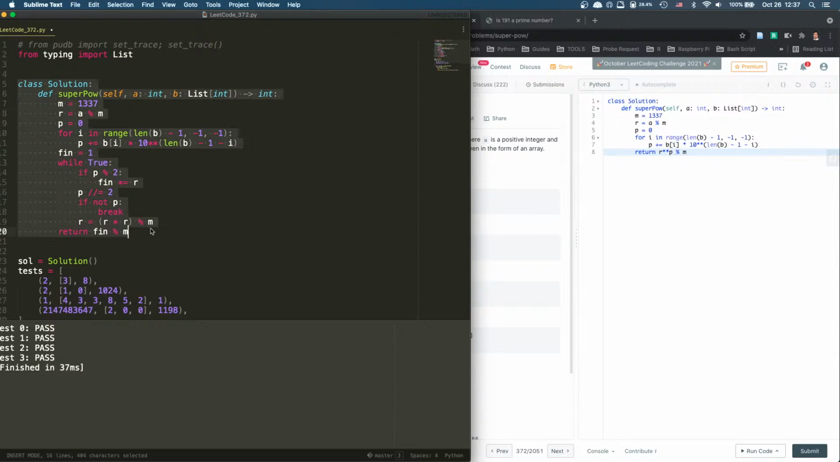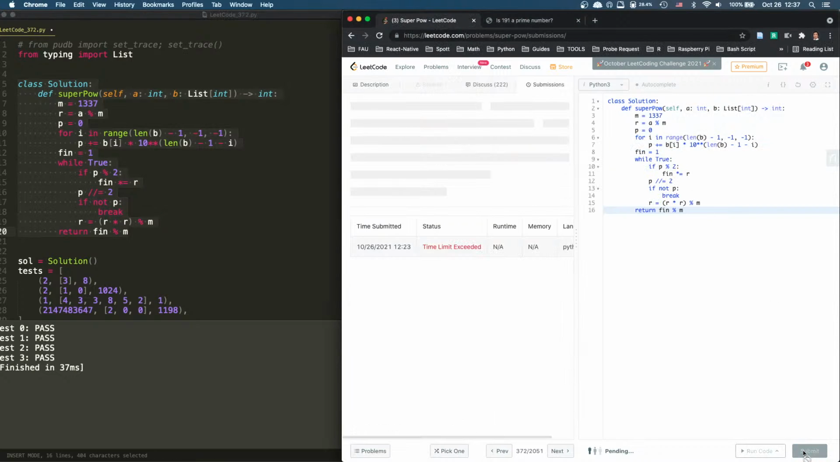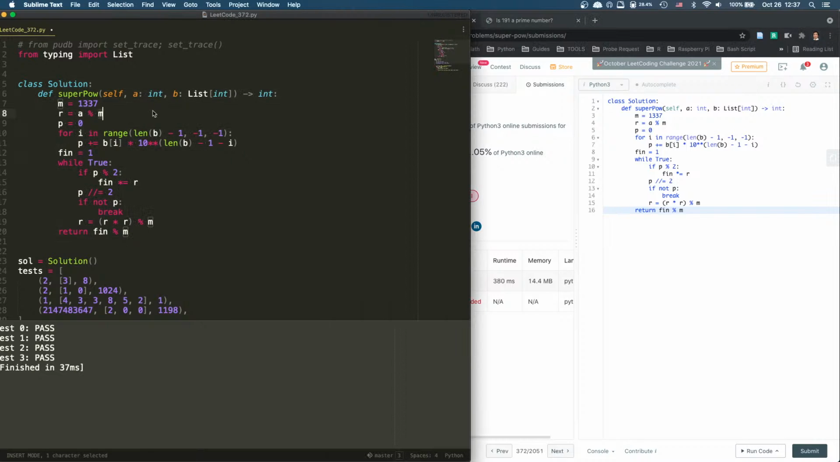All right, let's try this one. This one works, but pretty bad. Let's see. Can we improve? This one should be fine.